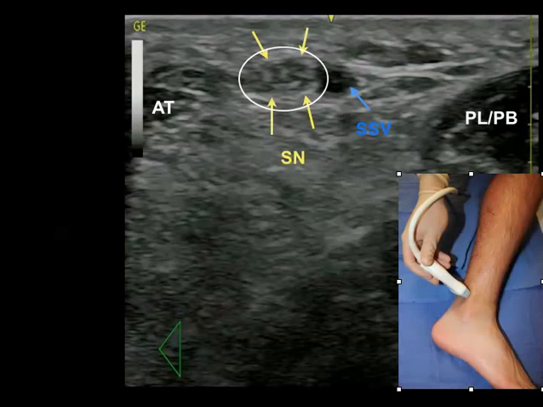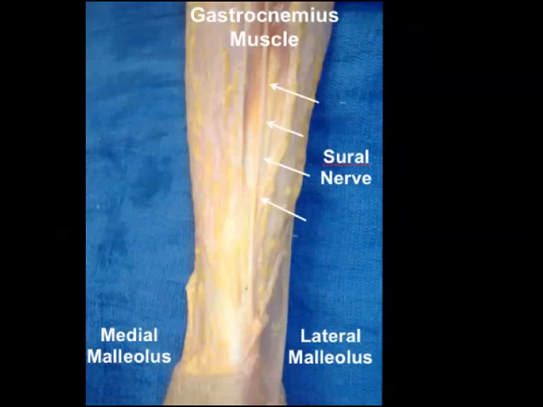Much as other nerves, the sural nerve can be traced proximally, but it has kind of a surprising course. So if we look at a fresh cadaver dissection, we can see that the sural nerve passes from the lateral malleolus position over the Achilles tendon to a position running up the midline of the calf posteriorly.